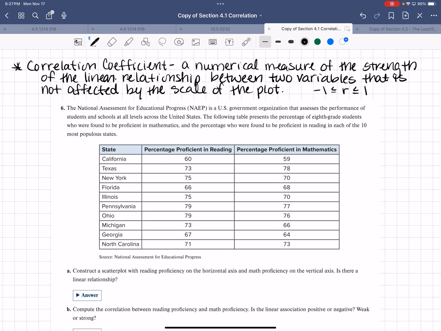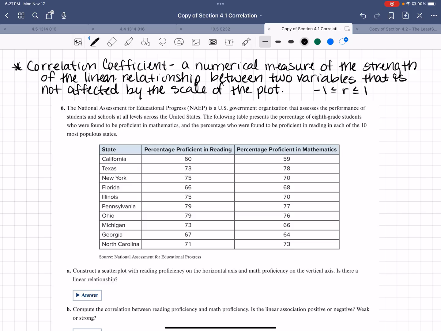Okay. Correlation coefficient. This is where we're going to use the calculator quite a bit, starting now. Correlation coefficient is a numerical measure of the strength of the linear relationship between two variables that is not affected by the scale of the plot.